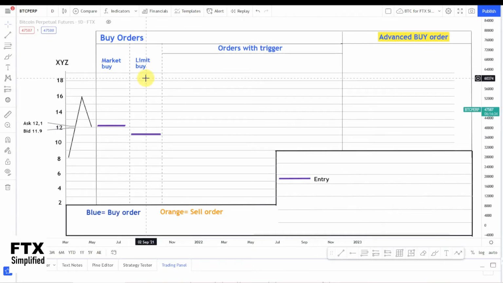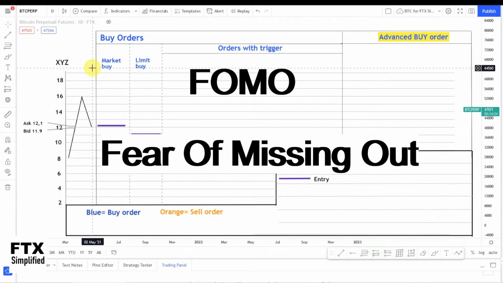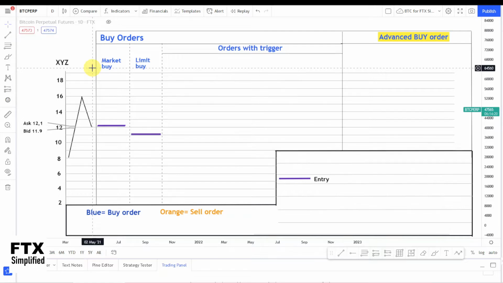Although you may sometimes miss a trade, I still prefer the limit buy over the market buy. And this has to do with the risk-reward ratio and FOMO, fear of missing out. Because my experience is that jumping in is often not the best thing to do. And this has to do with emotion. And that emotion will be strongest near the peak.